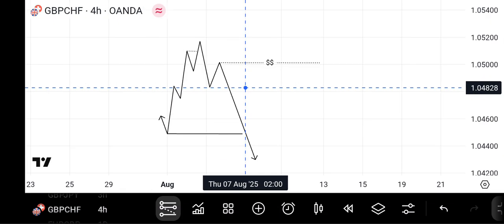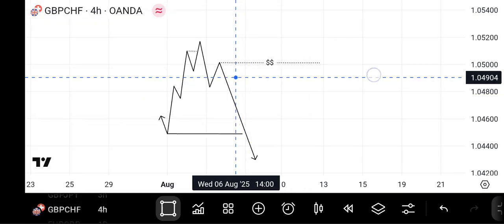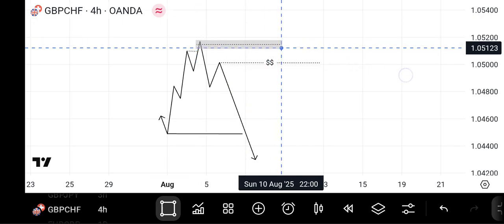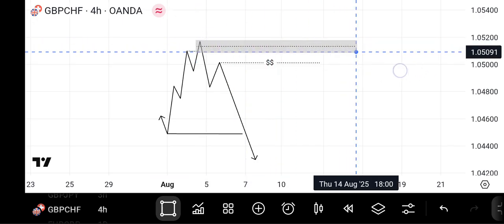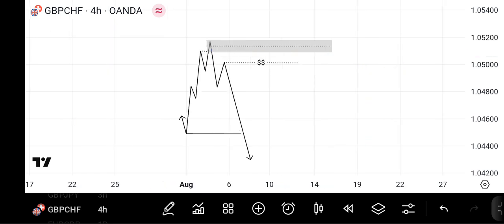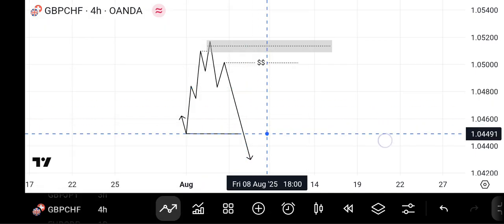Now my point of interest is going to be above my liquidity zone. It's going to be what? Above my liquidity zone. Okay, so now this is it. This is my POI for the next sell. Okay, it's going to be my POI for the next sell. Now I'll wait for price to rally up there. Price will rally up there.